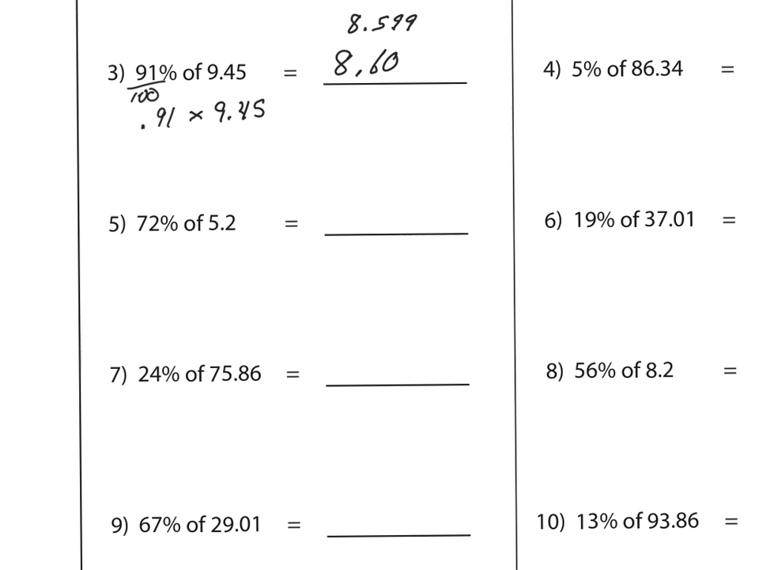And you should be back now. Number 5. Convert to decimal, 0.72 times 5.2. Again, it's just 2 places to the left. And remember, if you move 2 places to the left and there wasn't a second digit there, you have to put a 0 in between the decimal and the original. So here we have 0.72 times 5.2. And that gives me 3.74. Pause the video, do number 6.